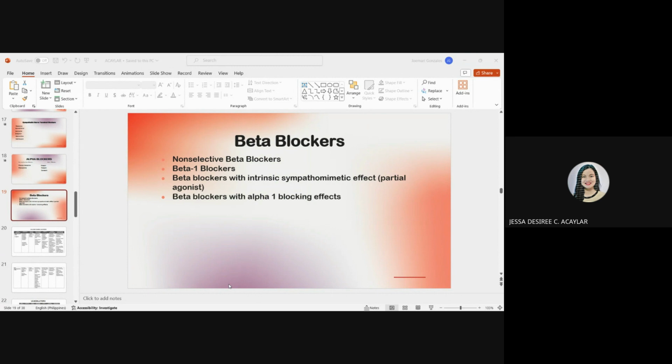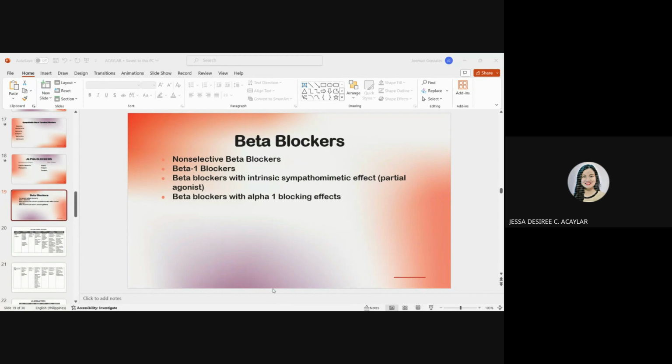Examples of the beta blockers, mga olol po natin: propranolol, carteolol, carvedilol, labetalol, ano pa, nadolol, timolol, basta yung mga lol.